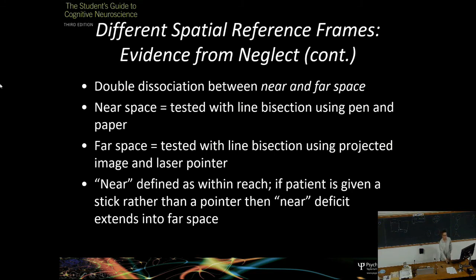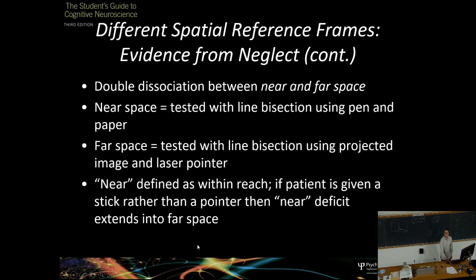What you find is that you can also have patients who have neglect of near and far space. So some patients struggle to find objects, say, on their left side of near space, for instance, on paper and pen tasks, but they can find objects on the left side of far space, and some the other way around.